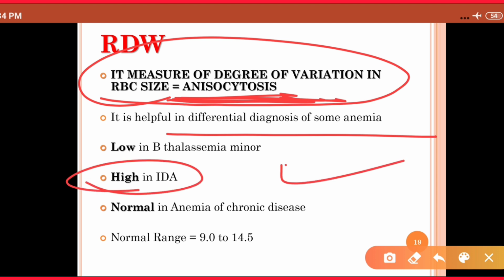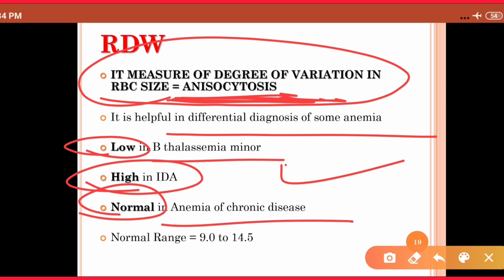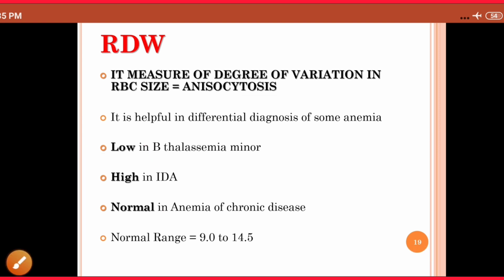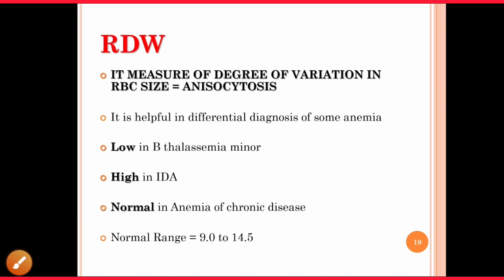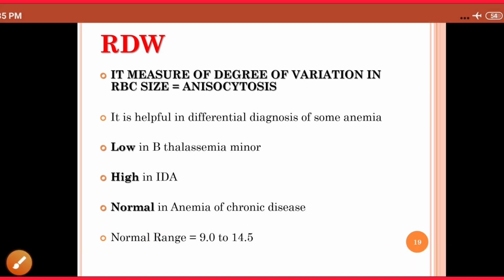It is high in case of iron deficiency anemia, it is low in case of beta thalassemia minor, and it is normal in case of anemia of chronic disease. Its normal range is 9 to 14.5, and this is calculated only by the cell counter. You cannot calculate it manually, right? Okay, normal range is 9 to 14.5.